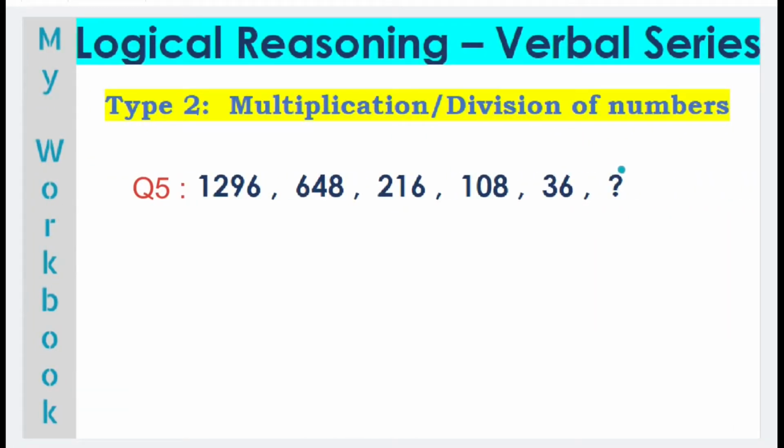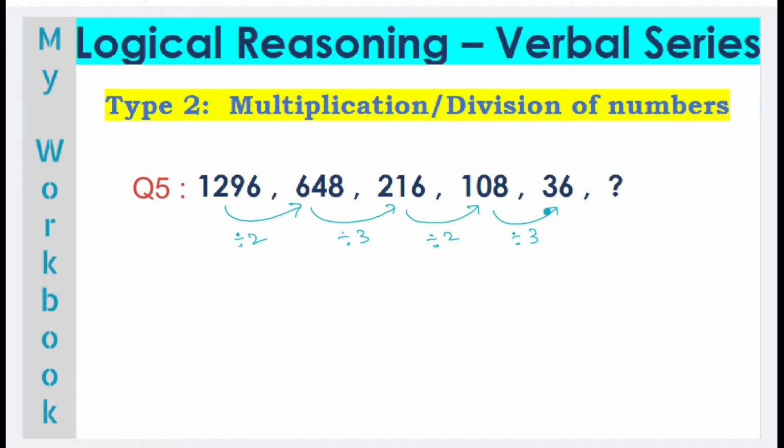Question number 5. 1296, 648, 216, 108, 36, and we need to find the next term in this series. The elements are decreasing quite sharply, isn't it? So we can conclude that they have been divided by some factor. 1296 divided by 2 will give us 648, and 648 if we divide it by 3 we'll get 216. 216 by 2 will give us 108. 108 divided by 3 will give us 36.